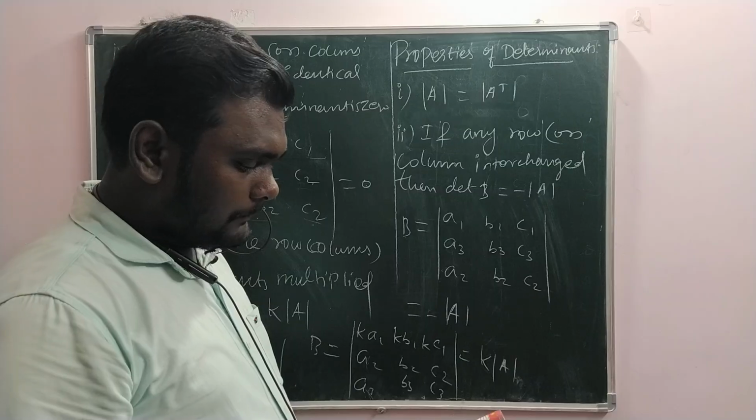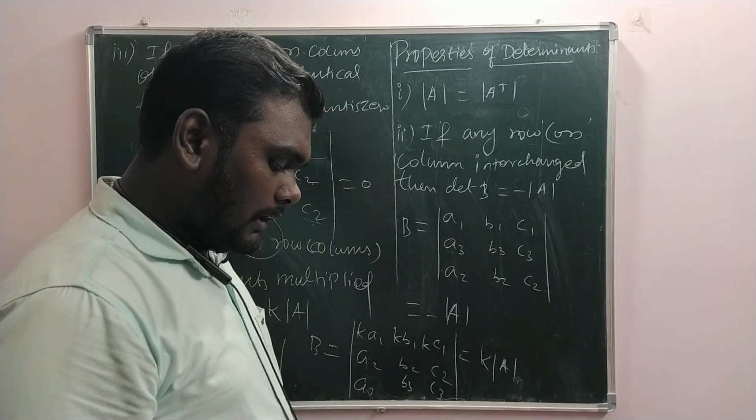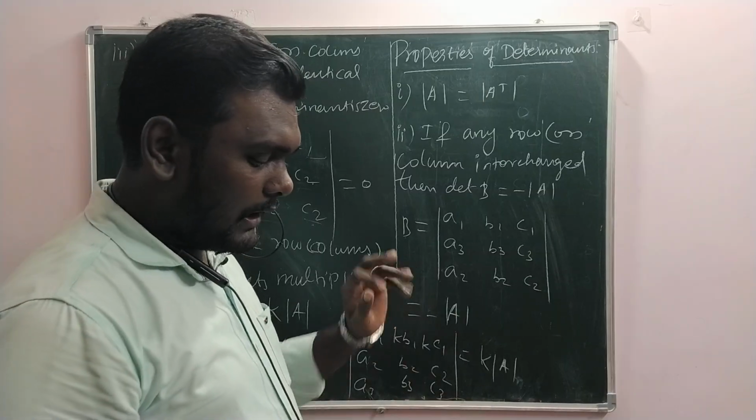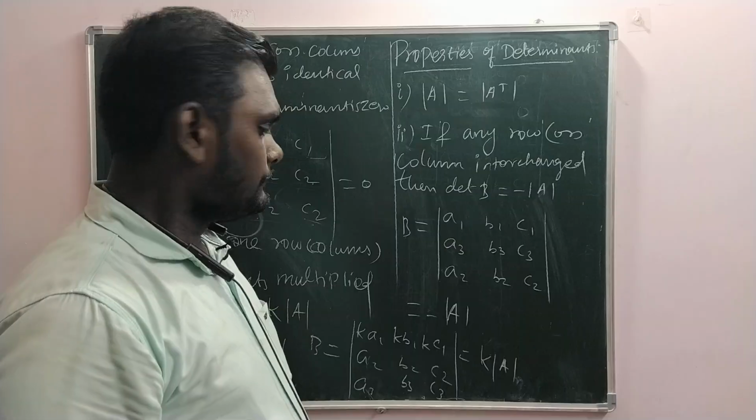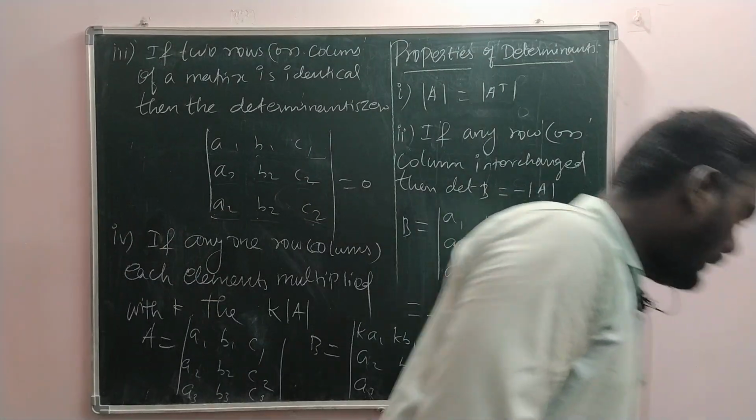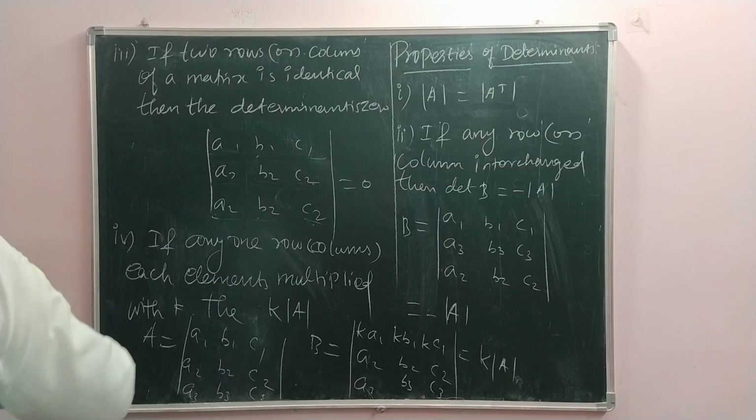And then the fifth property: if the elements of a row of a square matrix are k times the elements of another row, then the given determinant value is 0. Shall I erase this? Like everything, shall I erase?